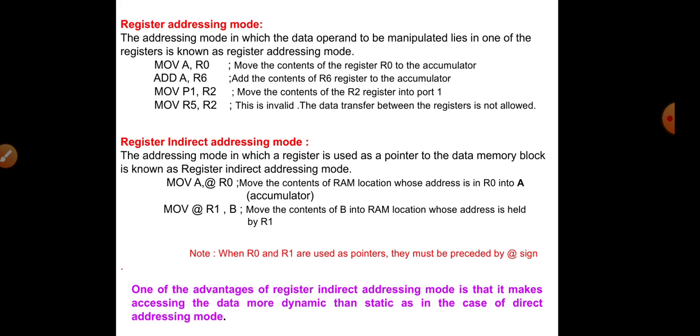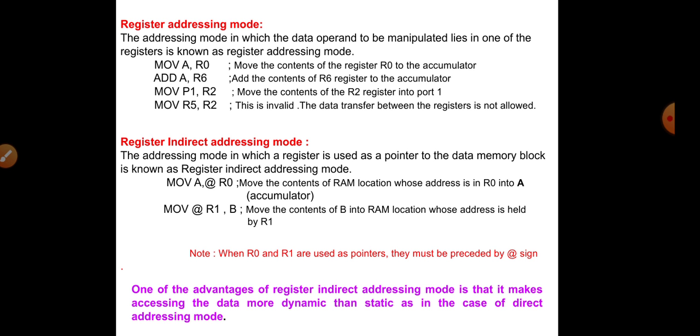Or we have instructions like MOV R5, R2. This is invalid, because in the case of 8051, data transfer between registers is not allowed. Either you can copy the content of R registers into the accumulator, or from an R register to any of your ports, whether P0, P1, P2 or P3. But you can't copy the content of one R register to another R register, which is invalid.